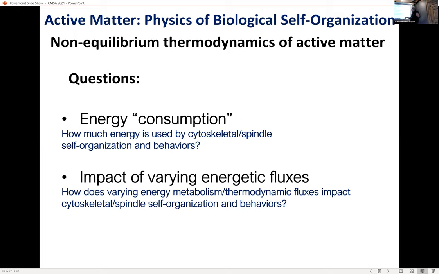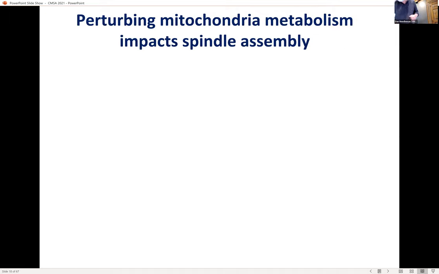One is about energy consumption. How much energy is actually used by the cytoskeleton? How much energy does it take to build a spindle? We don't know the answer to that. And how much energy is used on particular behaviors, signaling versus physical assembly, all these other things. Another set of questions is about what is the possible impact of varying energetic fluxes. So how does varying energy metabolism or thermodynamic fluxes impact cytoskeletal self-organization or spindle self-organization? Both of those sets of questions I think are really, really interesting. And so we are working on that. We're trying to learn something by working on that, I guess.